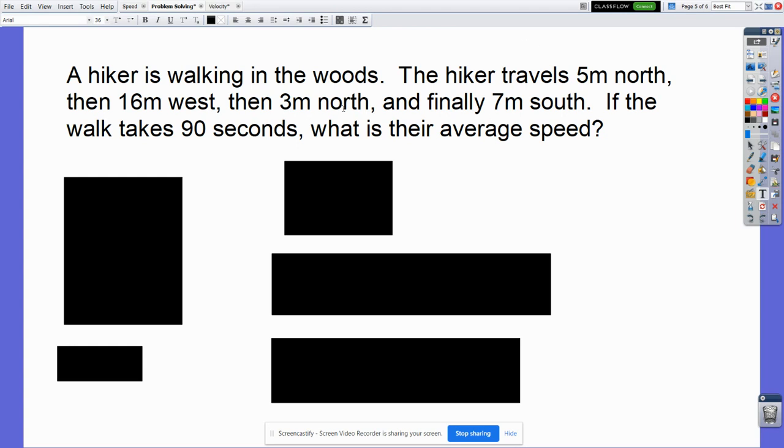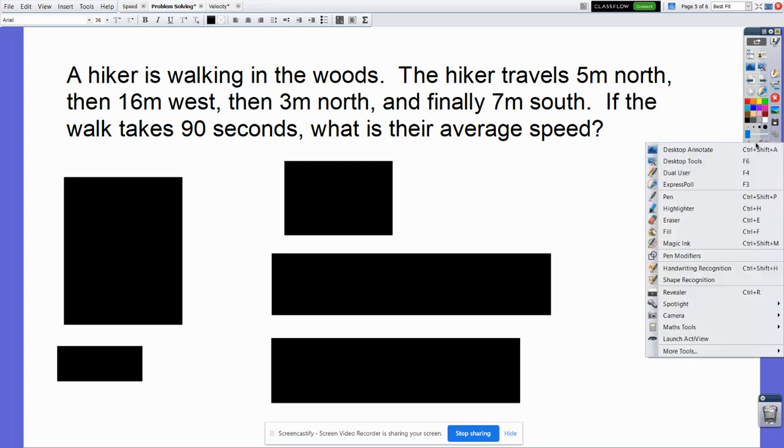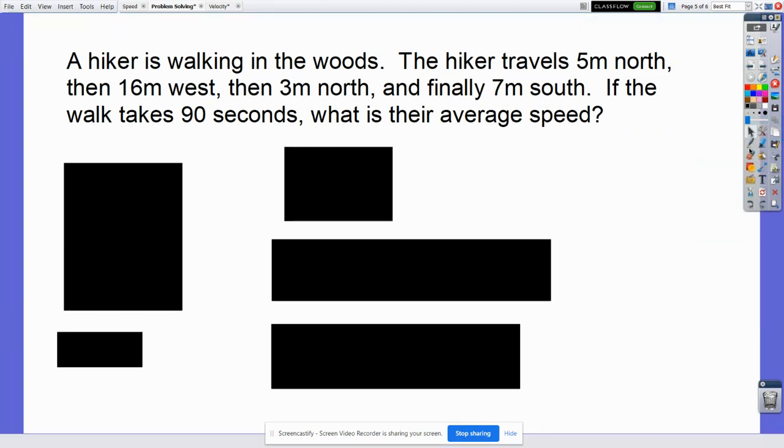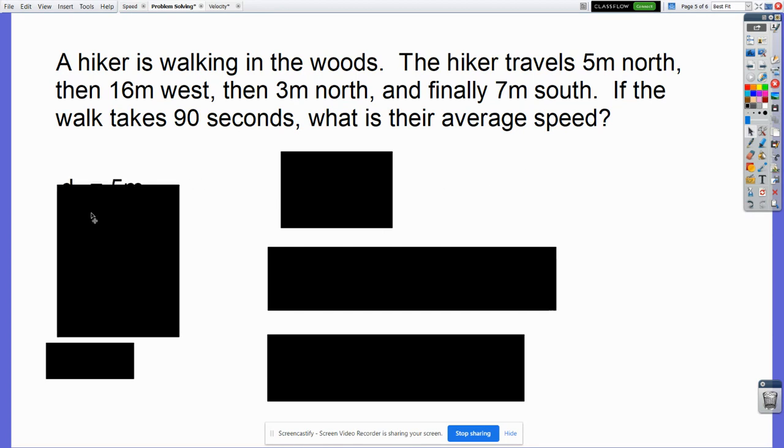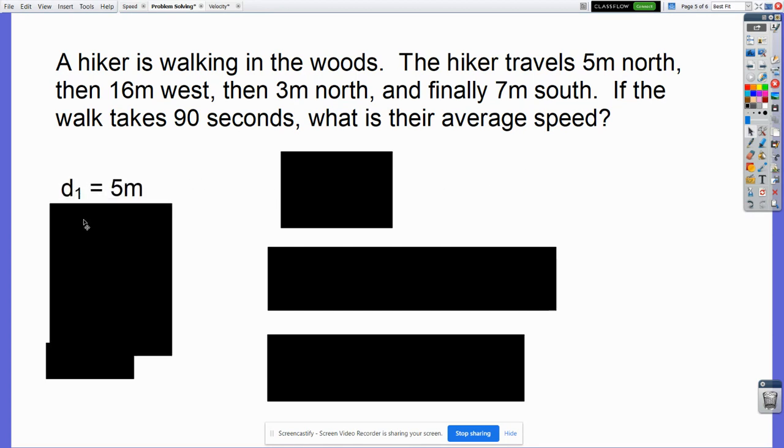So again, I'm going to go through this, and the first thing I'm going to do is identify all the numbers that are in it. So 5 meters, that's either a distance or it's a displacement. Because we're dealing with speed here, I know it's going to be distance that number represents. So my first distance, I'm just going to label it D1, is 5 meters. Now note, I didn't put the north on it. And the reason I didn't put the north on it is because it's a distance, and direction doesn't matter.